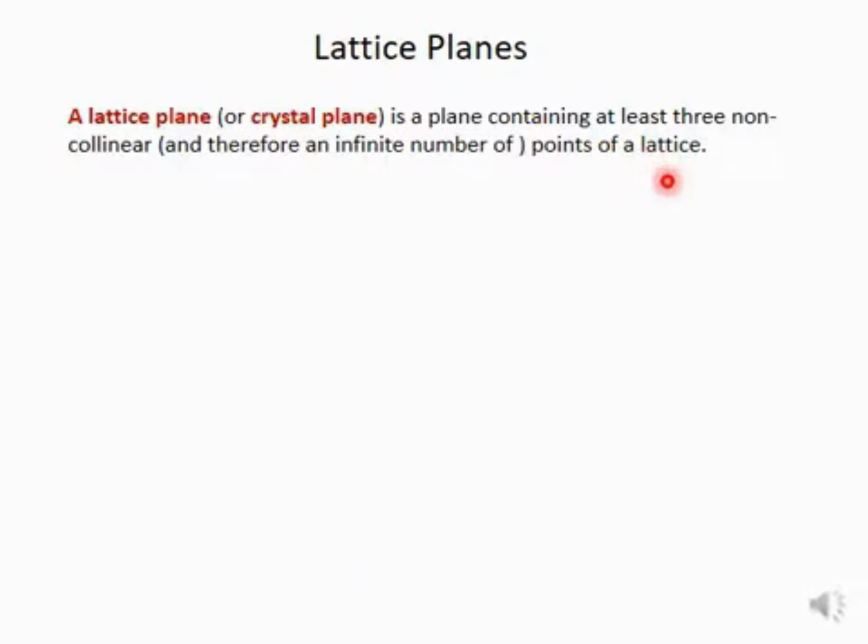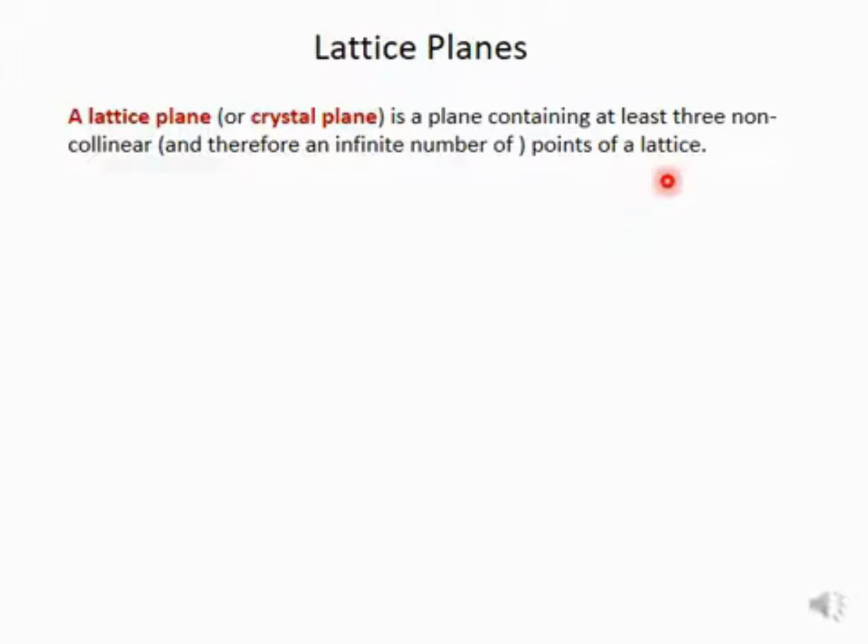Let's define lattice planes. A lattice plane is a crystal plane which contains at least three non-collinear points, and these points should not lie on a single line; they should be non-collinear.